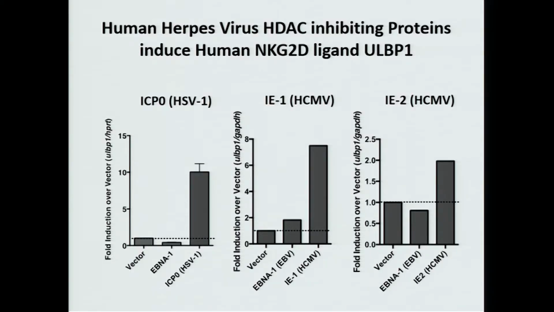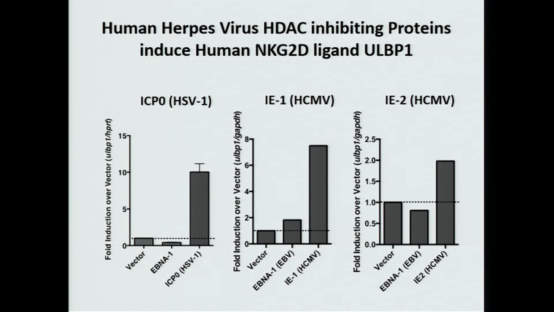And we looked at the expression of human NKG2D ligands. So what you're seeing here is transfection of HFFs with the HDAC inhibiting ICP0, IE1, and IE2, as well as a control, EBNA1, which does not inhibit HDACs, but is a nuclear localized low complexity viral protein. And as you can see, the expression of the human NKG2D ligand, ULBP1, is significantly induced in ICP0 and preliminarily in IE1 and IE2 by expression of these HDAC inhibiting proteins.